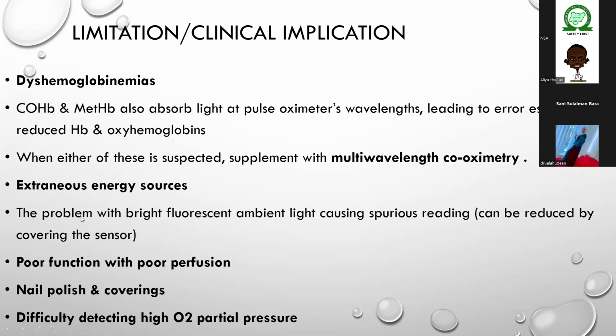Extraneous energy source: bright fluorescent or ambient light causes poor readings on the pulse oximeter, interfering with the light getting from the emitter to the photodiode that will then be transduced. This can be reduced by putting the sensor away from the ambient light. Then the absorbed light will be reduced and the remaining transmitted light will just escape out.